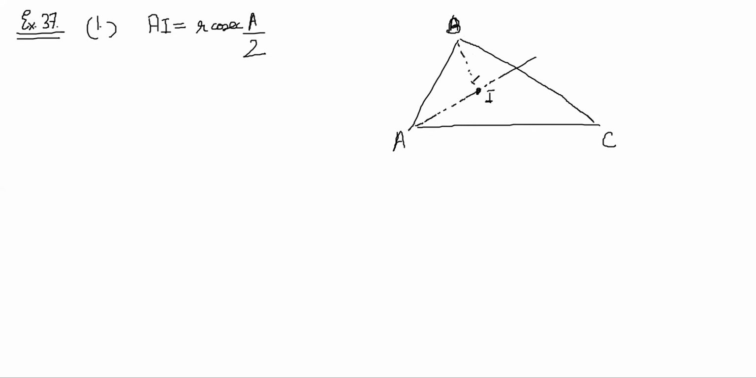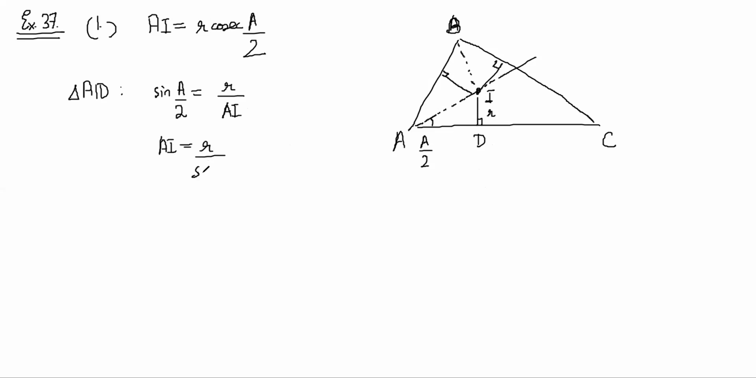This is the angle bisector, so this angle is A by 2. And this perpendicular distance is R. Perpendicular distance, perpendicular distance, perpendicular distance. These are R. So isn't it obvious now, in this triangle? Okay, wait, I got it. I didn't think of the perpendicular in triangle AID. Sin A by 2 is equal to R by AI. So AI is equal to R by sin A by 2.